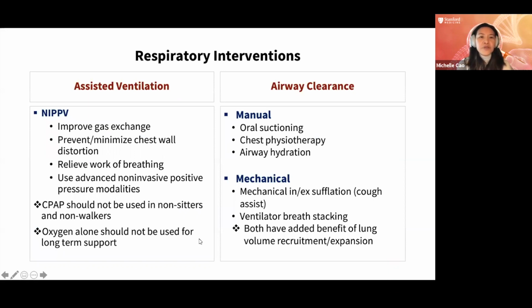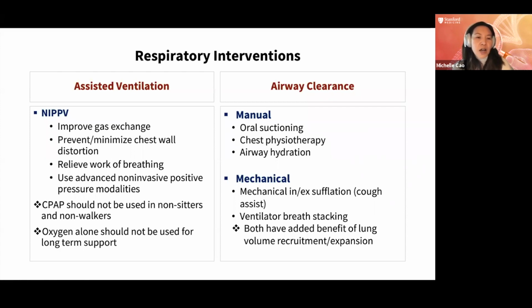In terms of respiratory interventions, there are two main categories. There's the assistive ventilation and airway clearance. So for assistive ventilation, it's called non-invasive positive pressure ventilation, or NIV, and this is to improve gas exchange, CO2 and O2, as well as prevent or minimize chest wall distortion. It can really relieve the work of breathing, and we recommend the use of advanced non-invasive positive pressure modalities.